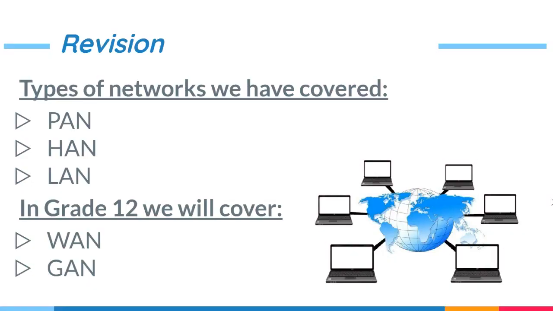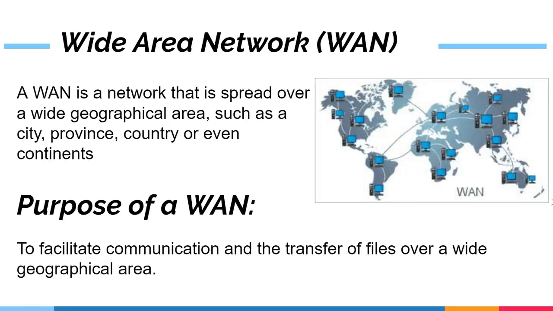The different types of networks that we have covered: we've covered a personal area network and a home area network in grade 10, a local area network in grade 11. Now in grade 12, we're looking at wide area networks and global area networks.